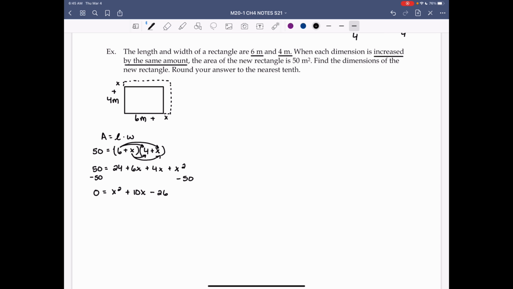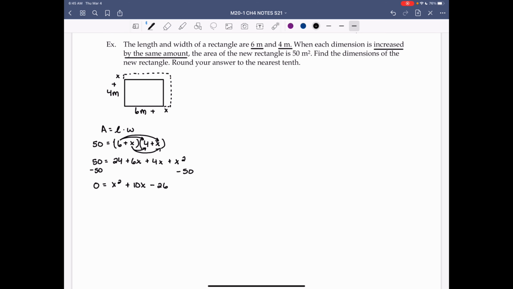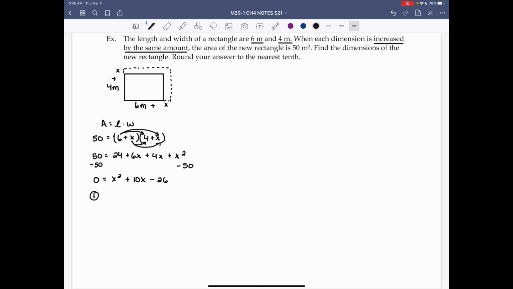Now I have a quadratic equation in general form, so I can complete the square. Step 1, group the x squared and x terms together. Leave a space, close the bracket, put the constant term, and I'm going to move the equals 0 to the right. Step 2, is there a number in front of x squared? No, so we don't have to do step 2.